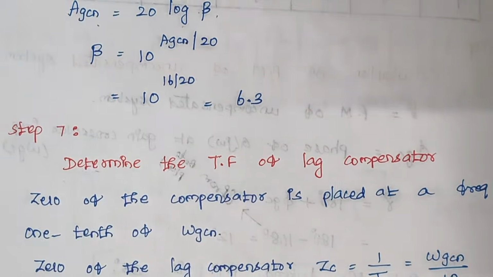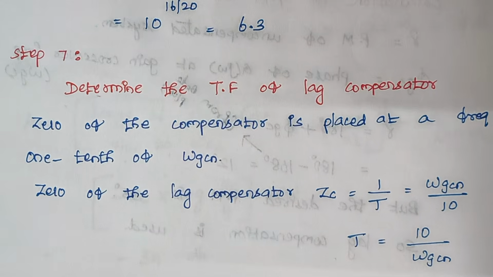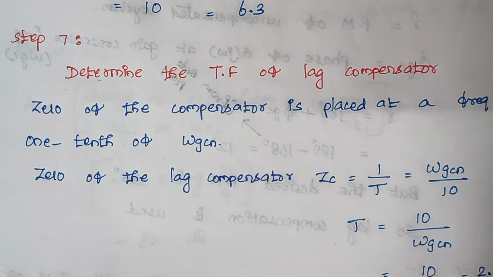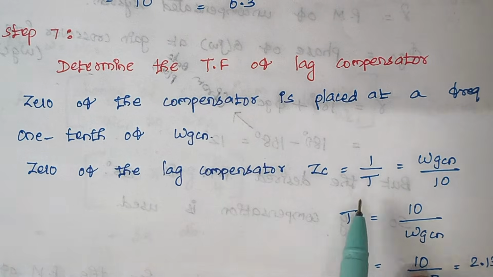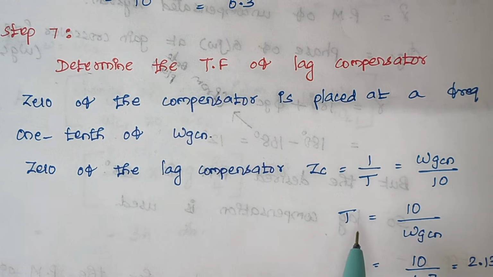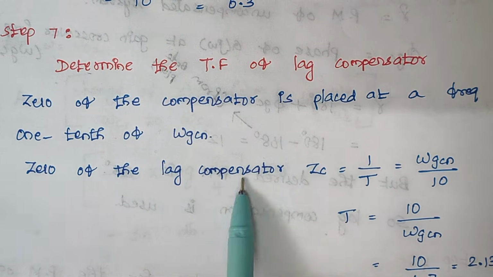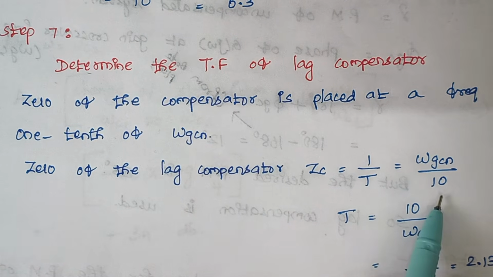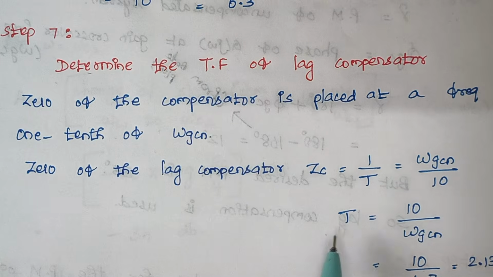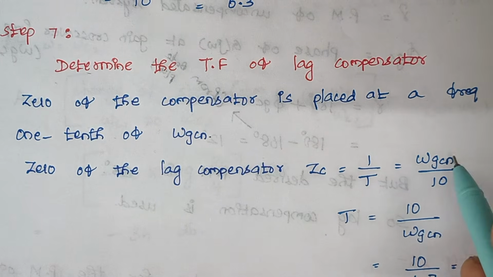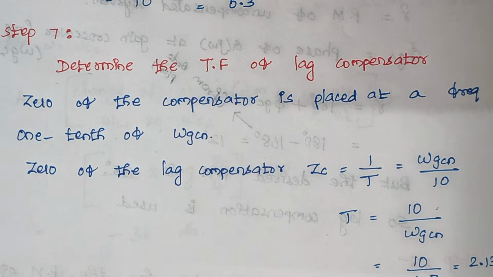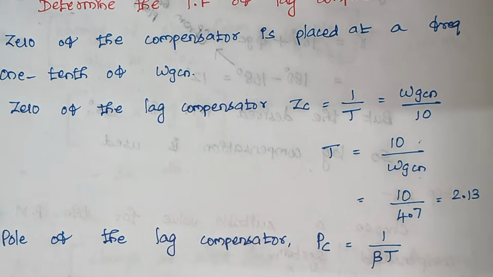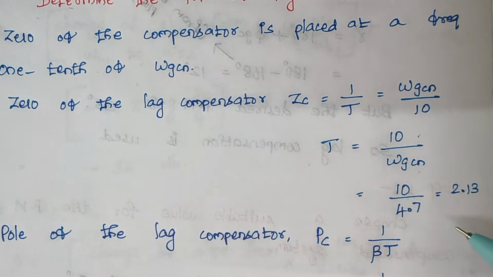The next step is determining the transfer function of the lag compensator. So here the zero of the compensator is given by, okay, this is the formula, you can keep this in your mind: 1 by T as well as omega GCN by 10, right? So from this, the value of T, you just have to take the reciprocal. So it is 10 by omega GCN. We know the value of omega GCN, right? It is 4.7. Just substitute and find the value of T.